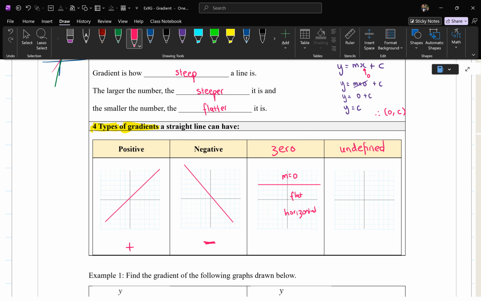Whereas if you have a very steep vertical line, let's draw a nice vertical line. If you have a nice steep vertical line like this one, so infinitely steep, then that's called the undefined gradient. So you just need to be able to look at the shape and then determine what type of gradient you have.